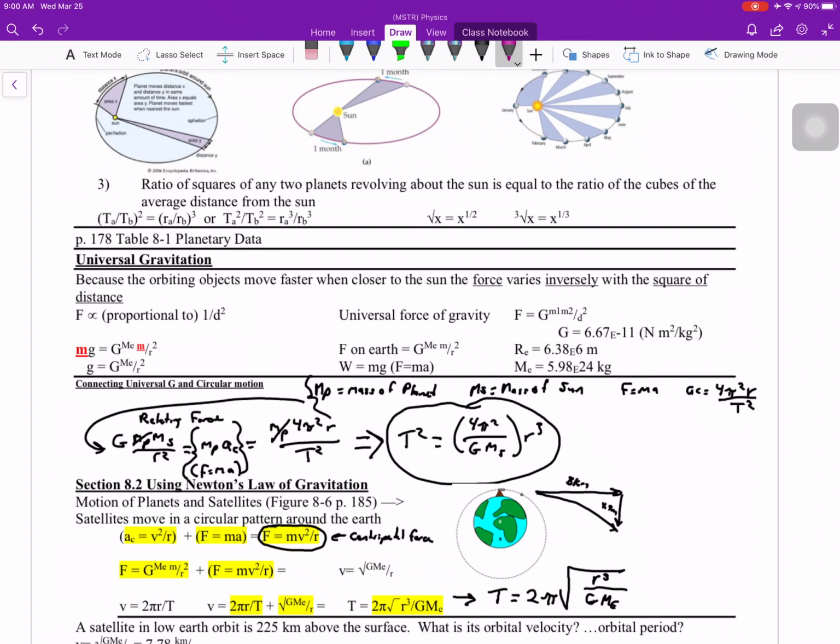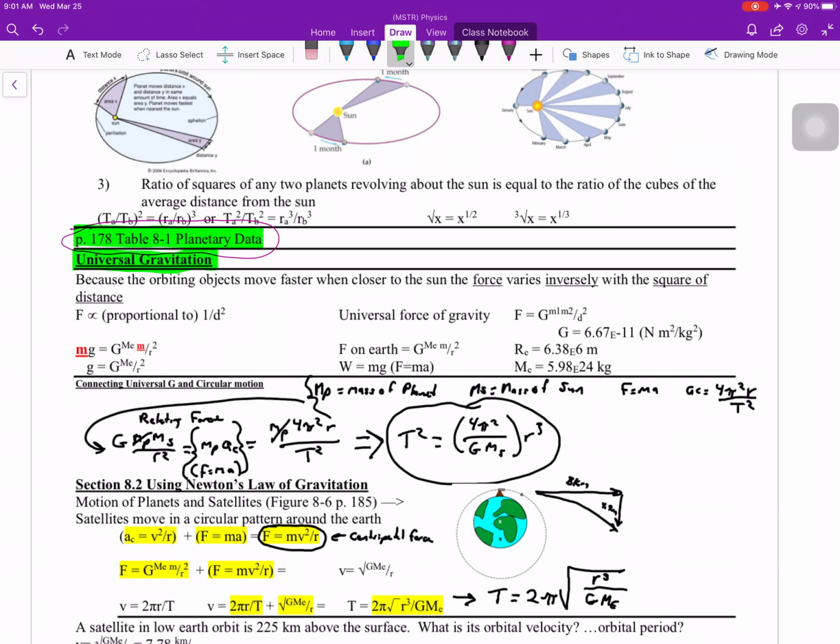As we move on to the next section in 8.1, I want you to make sure that you look at page 178, all right, and look over the planetary data. It might even be something that you want to put into your index card for formulas and keep that going. The next thing that we're going to talk about is universal gravitation.